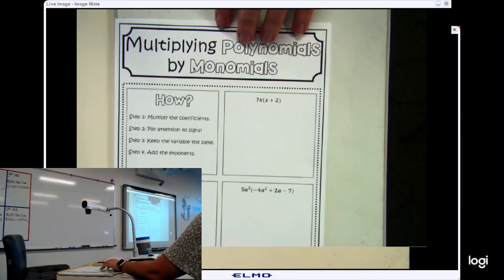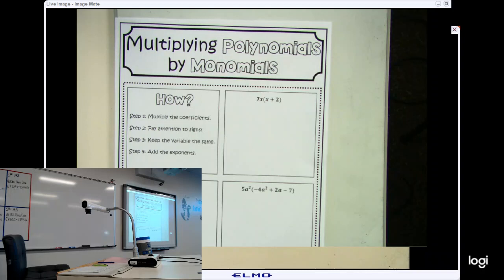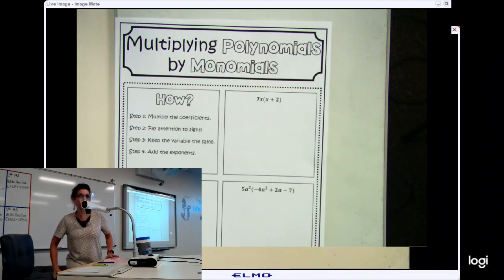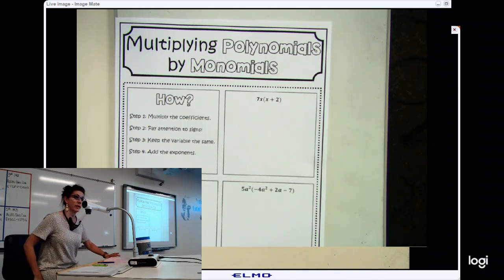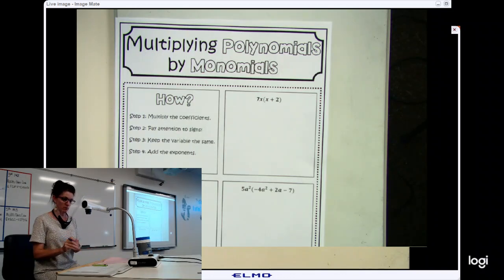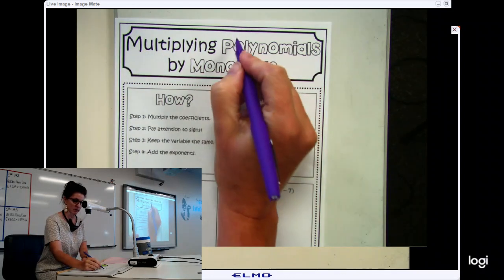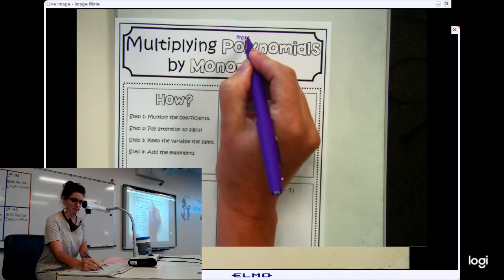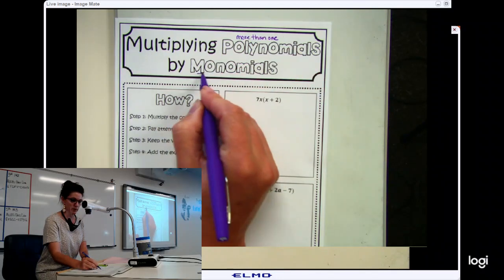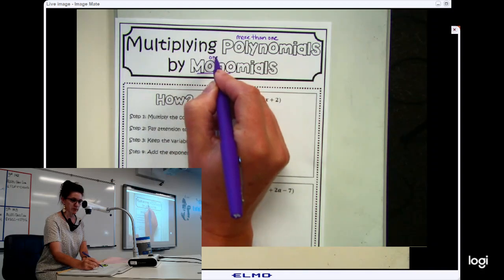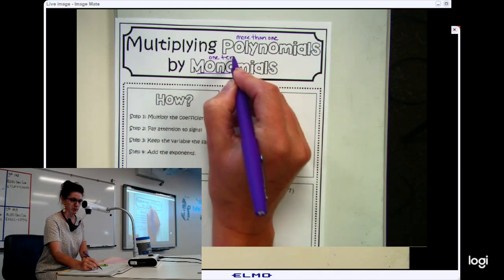Multiplying polynomials by monomials. Do you ever get confused about what the polynomial is and what the monomial is, or have we got that figured out? So poly means more than one, and monomial is one. So one term, more than one term.